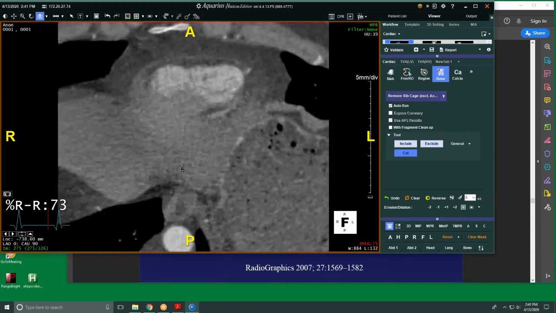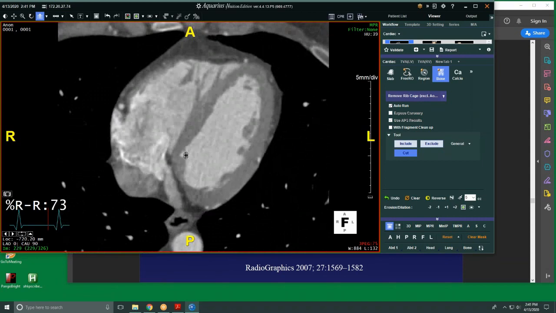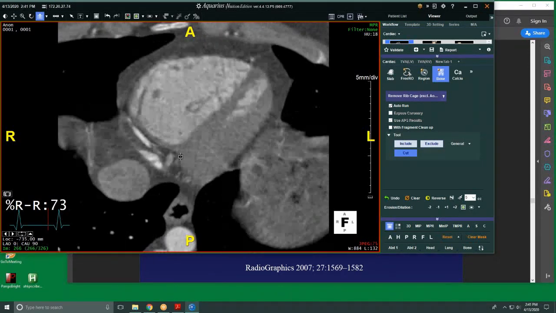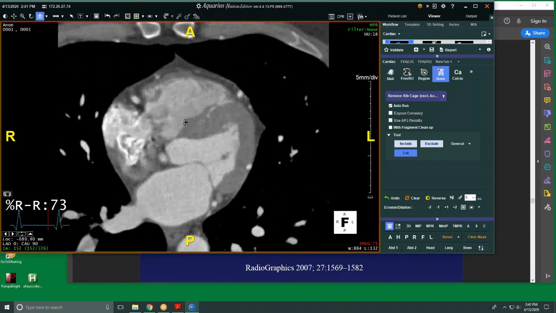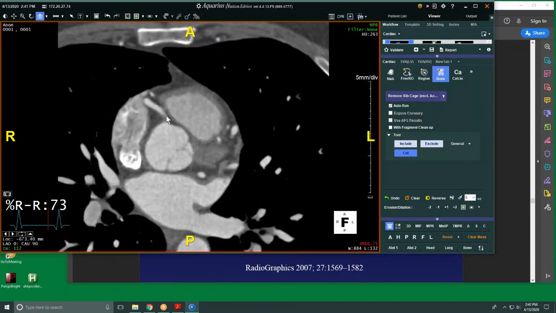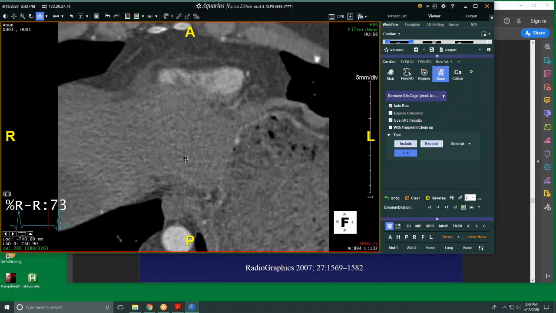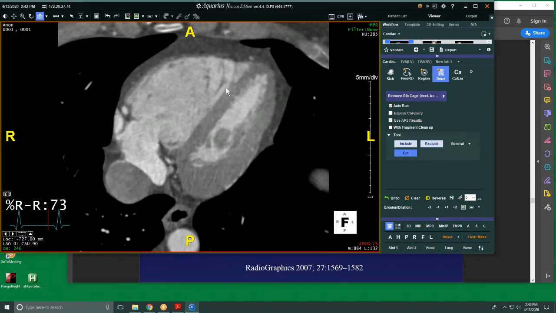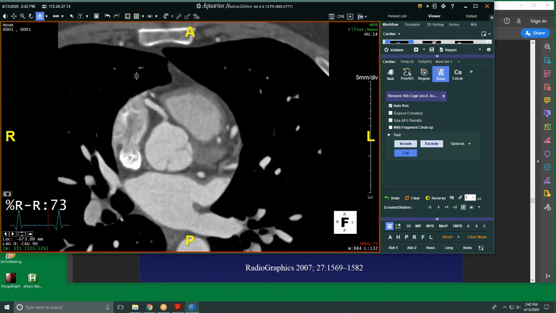And generally, right over here, you can see it supplying the posterior descending artery. So in most people, they're right dominant, and the RCA supplies the inferior wall of the heart, right here, down at the bottom. For most patients, like 85% are right dominant, and the bottom of the heart, the inferior wall, is supplied by the RCA, okay?